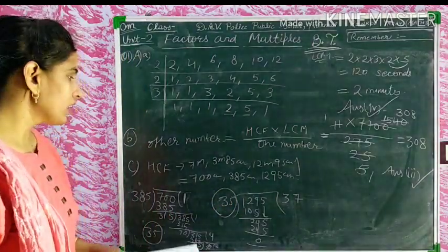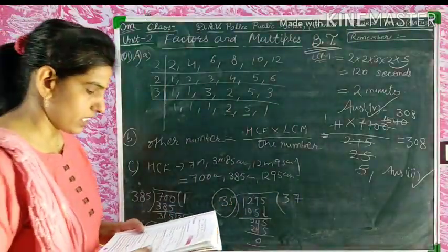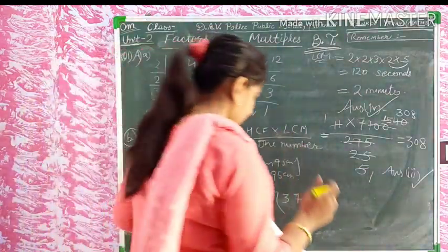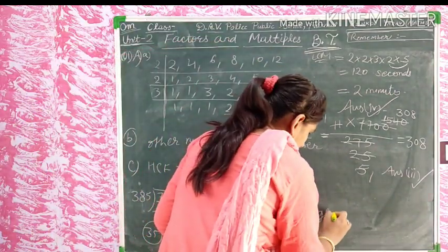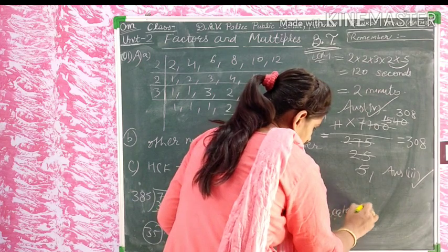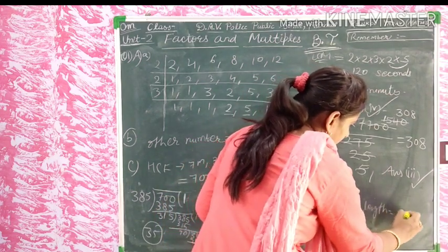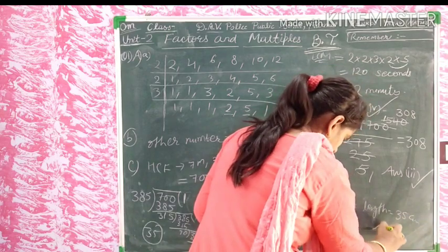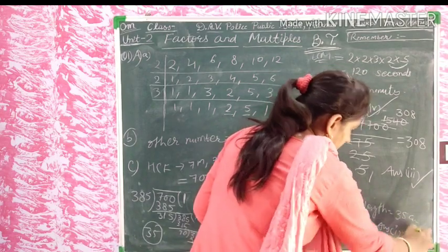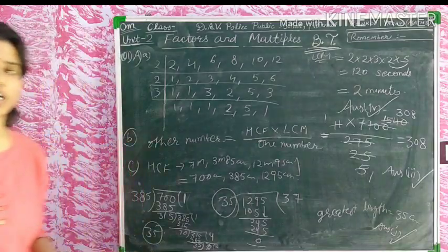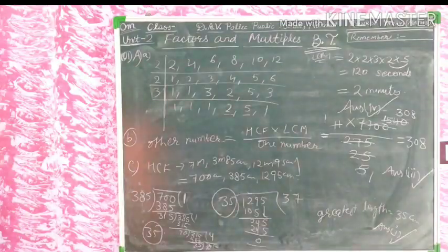So students, the maximum length is 35 centimeter. Maximum length, greatest possible length. Greatest length is equal to 35 centimeter, and its answer is the first part. Is it clear, students? This is part C. Now we will do part D. Let's see.